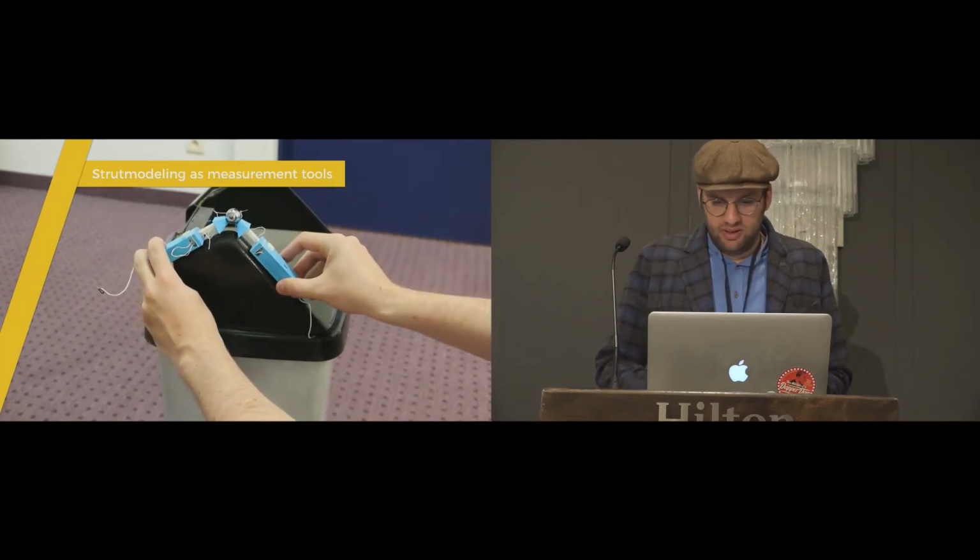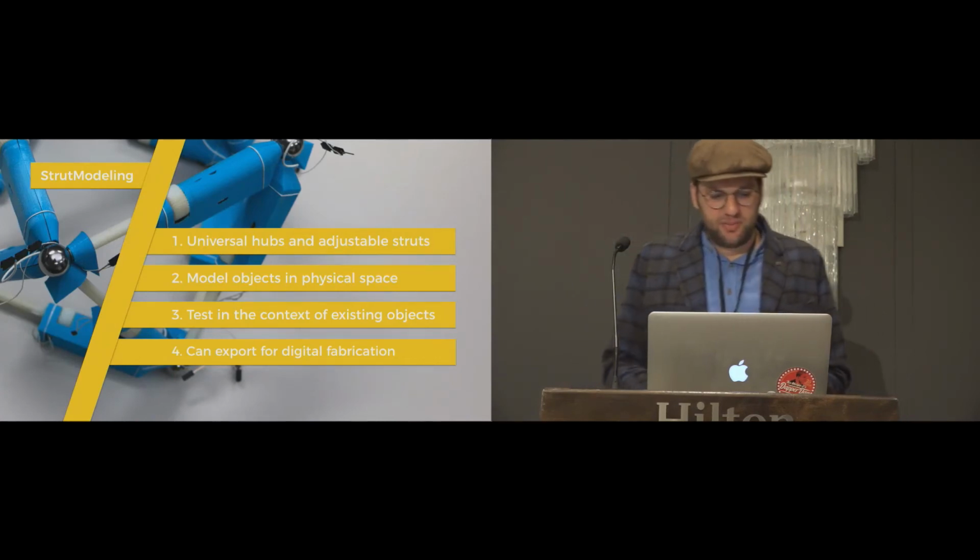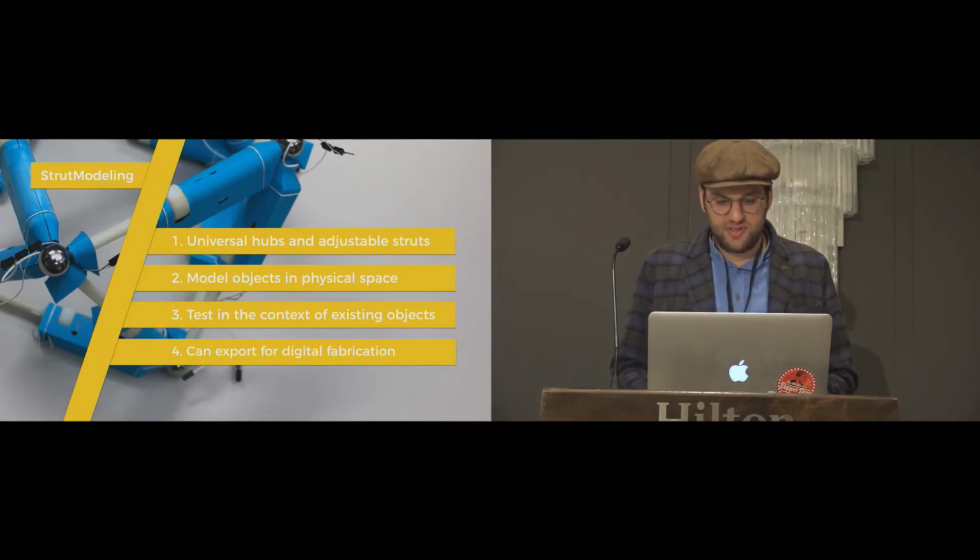To conclude, in this paper we presented a universal hubs and struts system where an arbitrary number of struts can be connected to one hub and where the length can be adjusted. With strut modeling, the user can build objects in physical space without the need of 3D modeling skills. The users can build around existing objects, allowing them to adapt and test the object in the design phase. Once satisfied, the model can be exported and produced by digital fabrication, and the printed or laser cut model can be immediately used as it was already tested in the design phase.